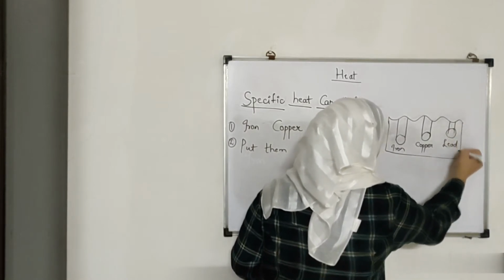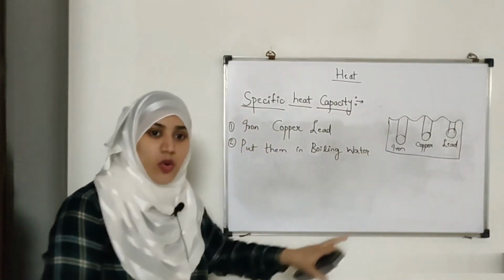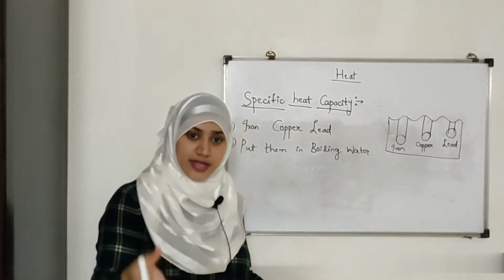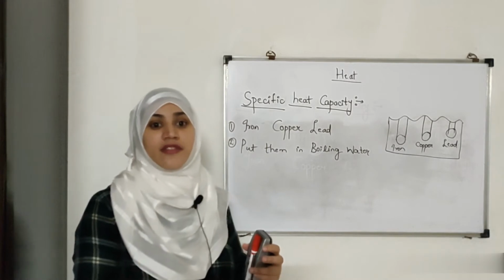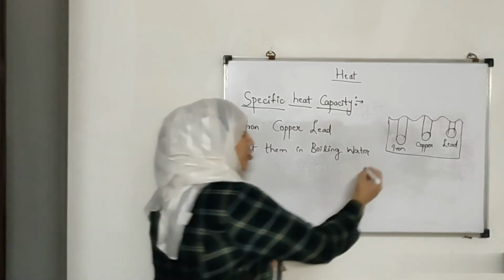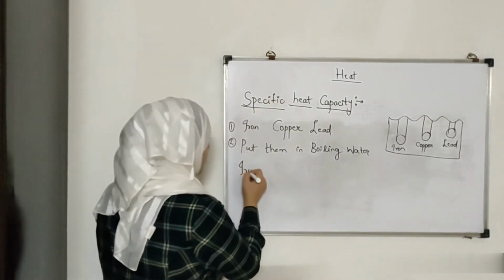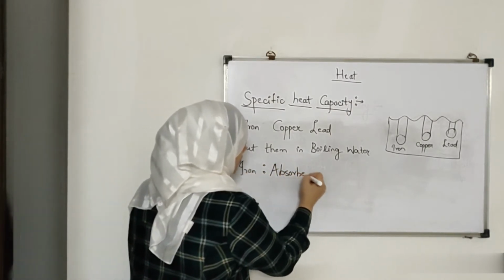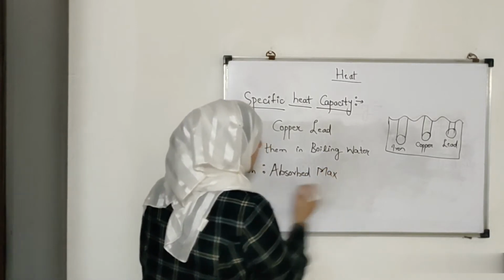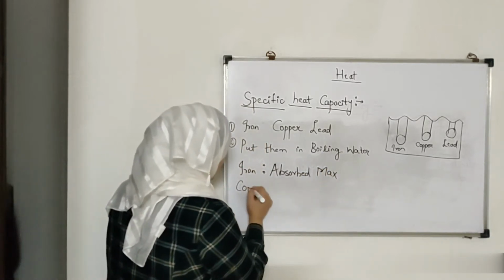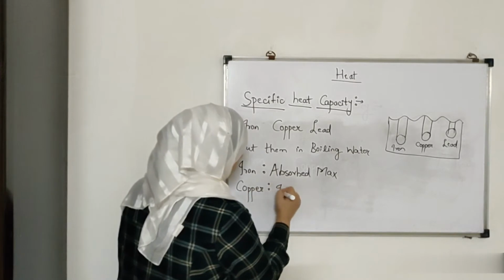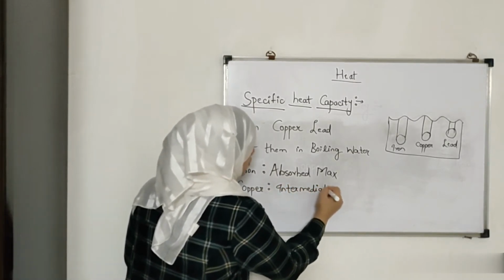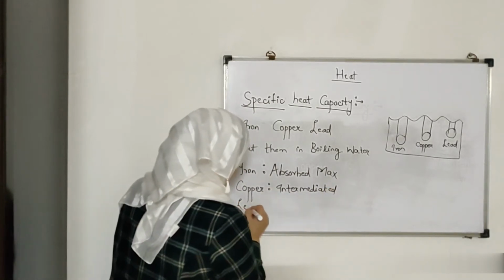Why did this happen? When it's going inside the wax slab, it's melting the wax, right? That means it's basically giving out its heat. So it shows that the iron has absorbed the maximum heat, copper has absorbed intermediate heat, and the lead has absorbed the least heat.